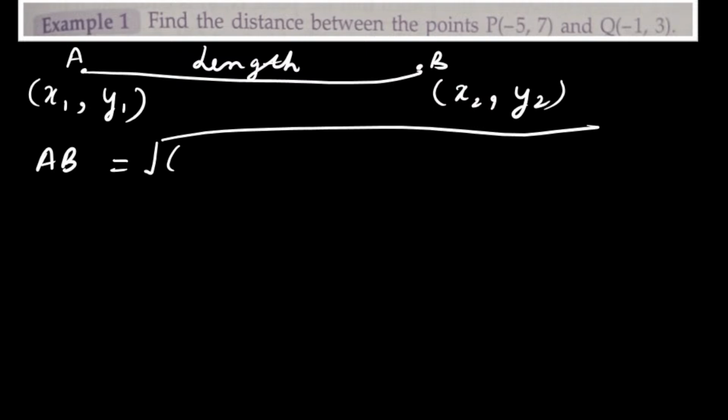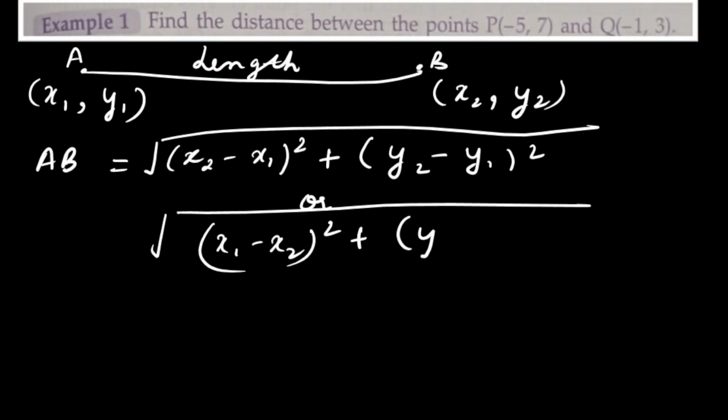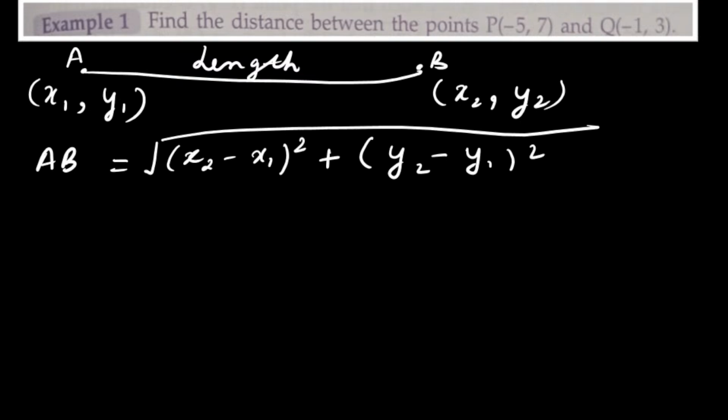So distance formula is square root of (x2 minus x1) whole square plus (y2 minus y1) whole square. Or you can also write it as (x1 minus x2) whole square plus (y1 minus y2) whole square. Both the ways answer is going to be same. So this is the distance formula. Now first question is very simple question. Find the distance between 2 points. So 2 points are given to us. So we'll make use of this formula.